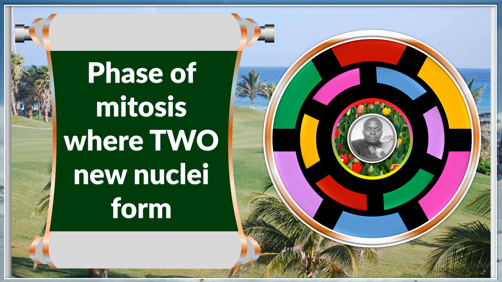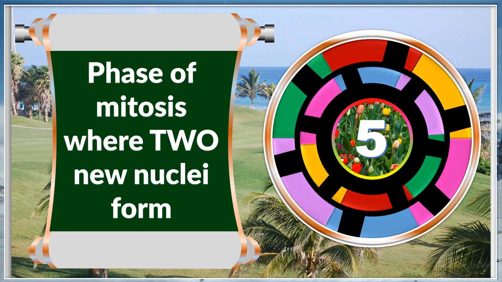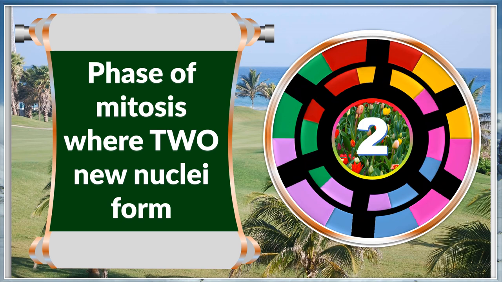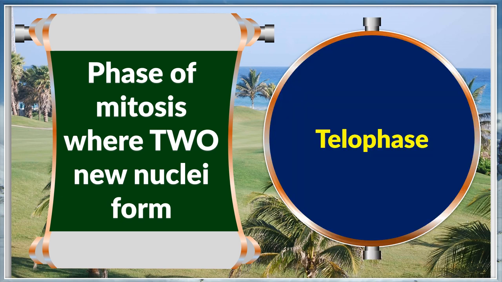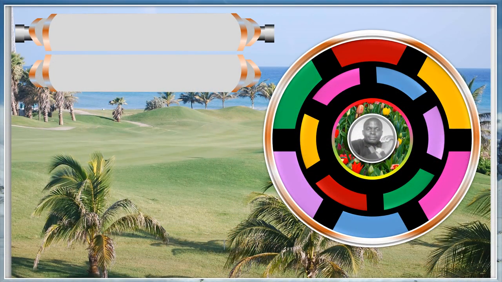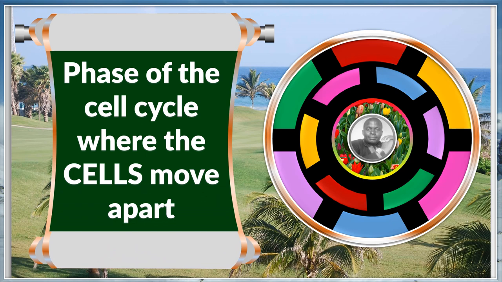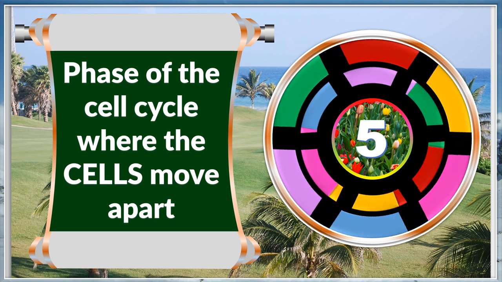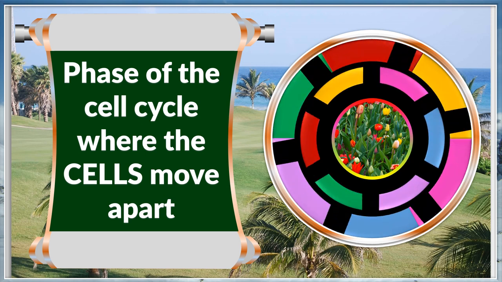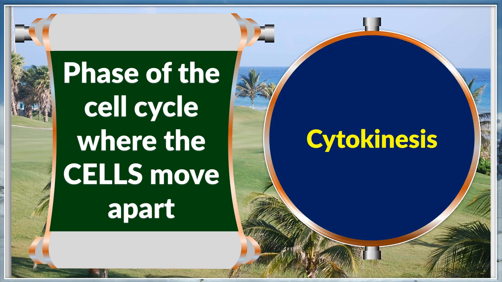Phase of mitosis where two new nuclei form. Telophase. Phase of the cell cycle where the cells move apart. Cytokinesis.